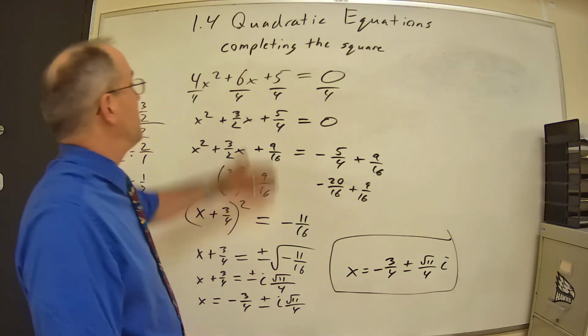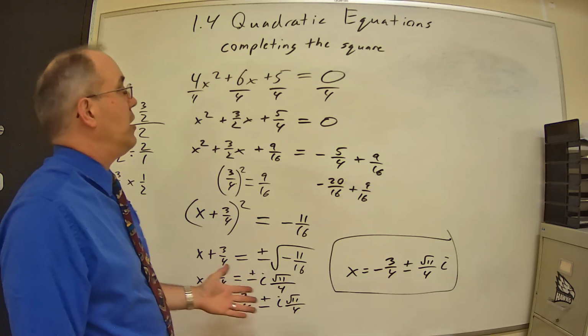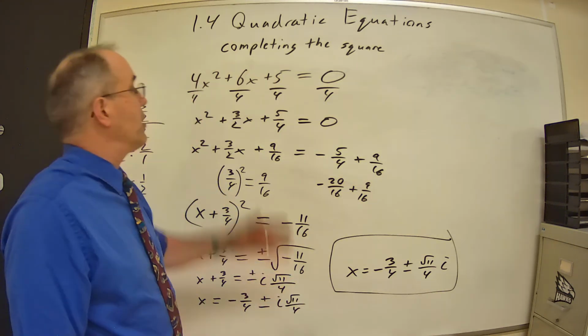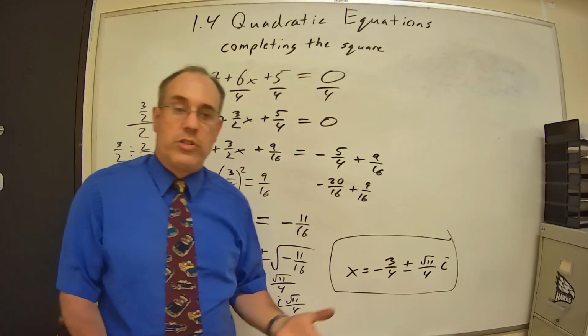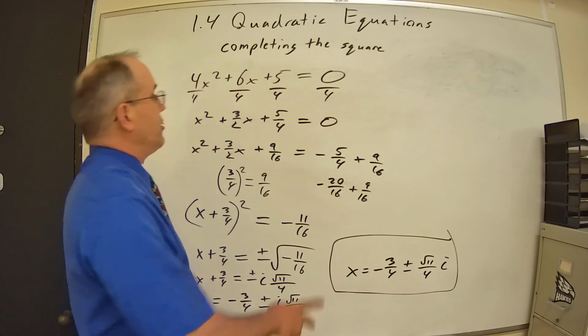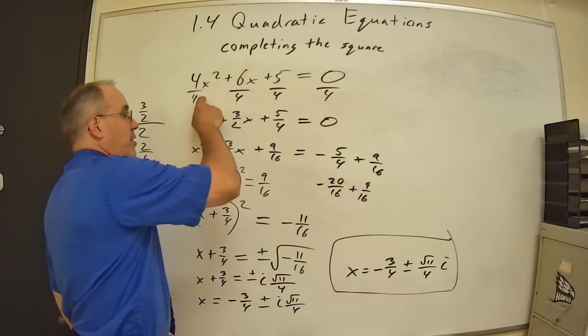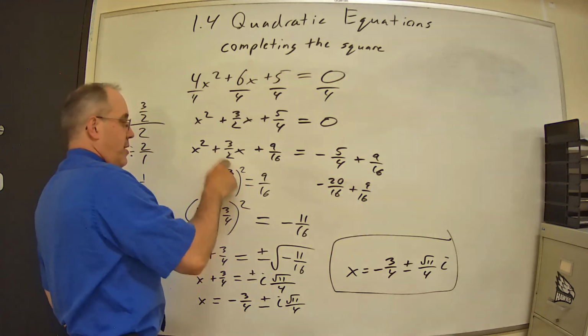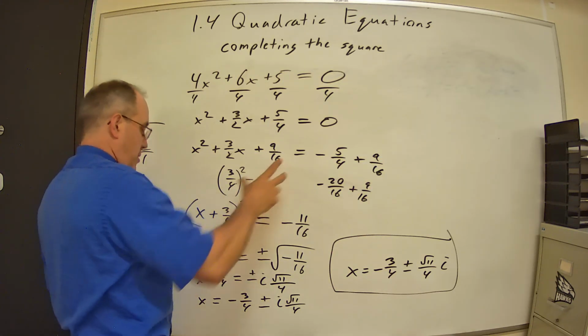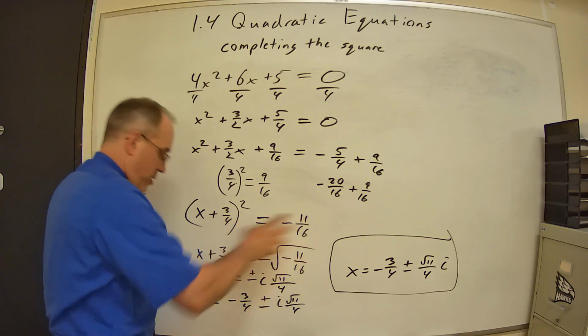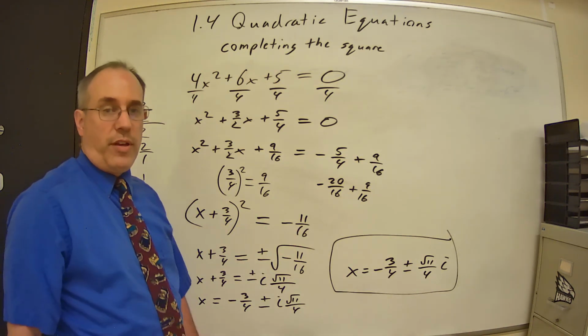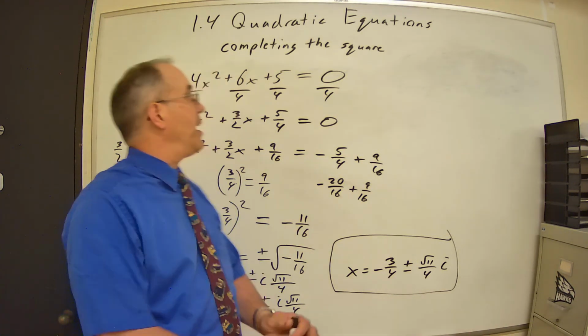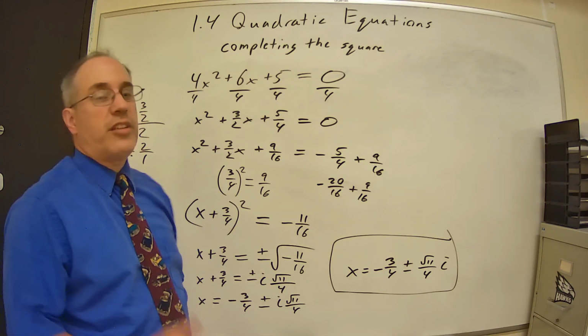So that's a method that we can use for solving quadratic equations, completing the square. It works very well as long as you remember these steps. Make the leading coefficient 1, move the constant over, divide by 2 and square it. Now you've got a perfect square. Finish solving. Okay? Quadratic equations, completing the square.